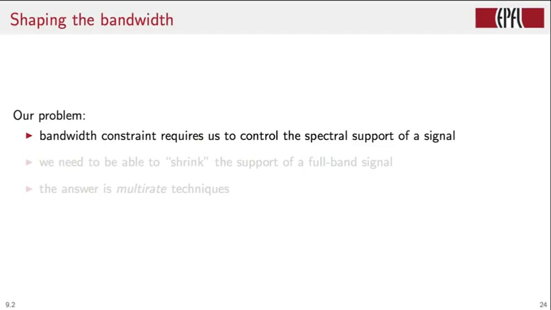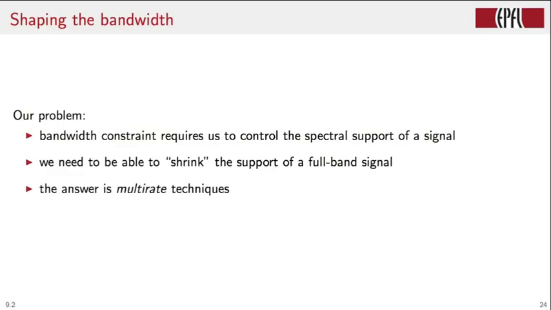Remember that our assumption is that the signal generated by the transmitter is a wide sequence, and therefore its power spectral density will be full band. What we need to do is to shrink the support of its power spectral density so that it fits on the band allowed by the channel. The way we do this is by using multi-rate techniques.